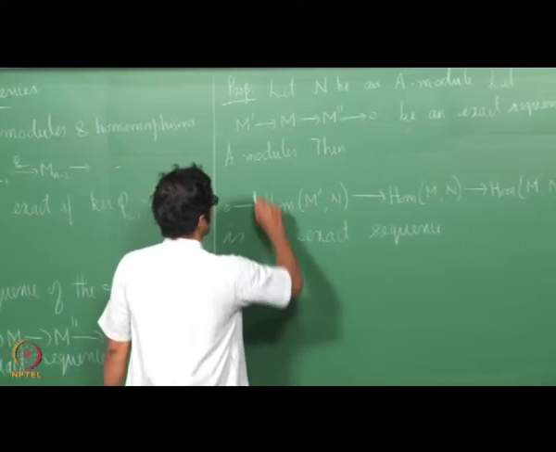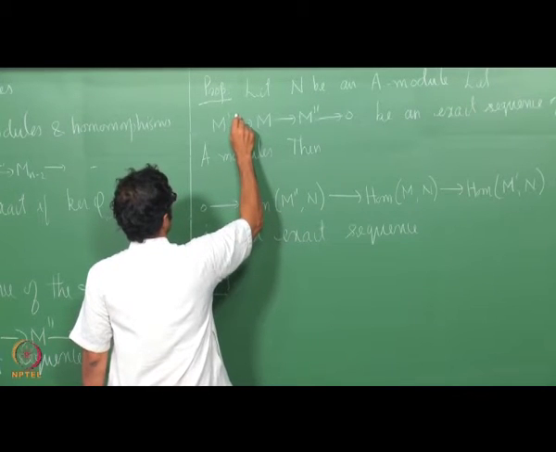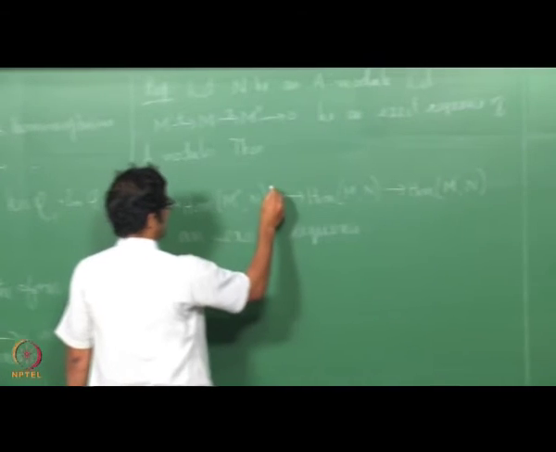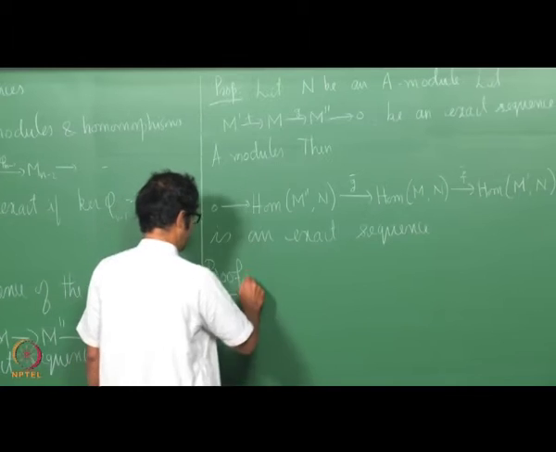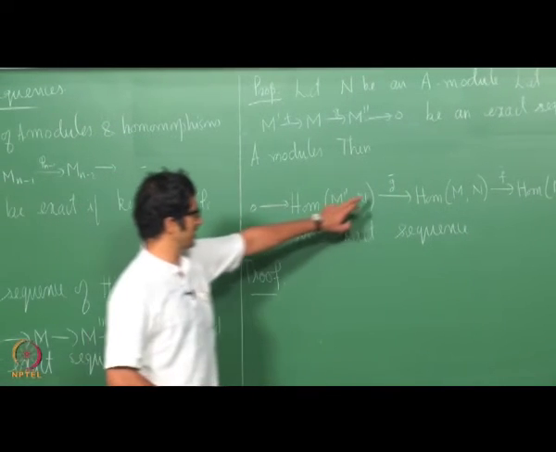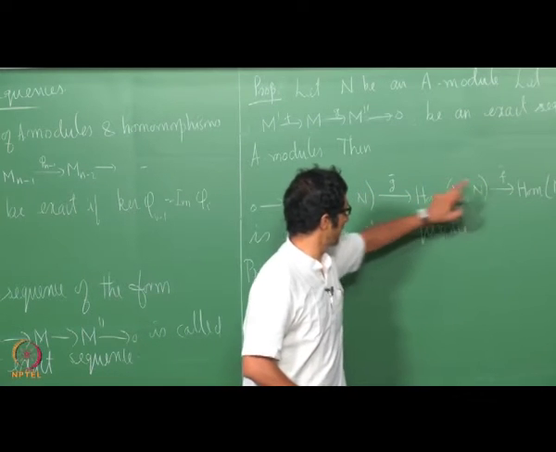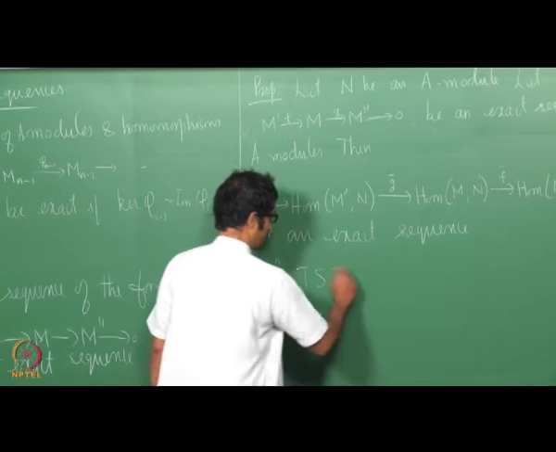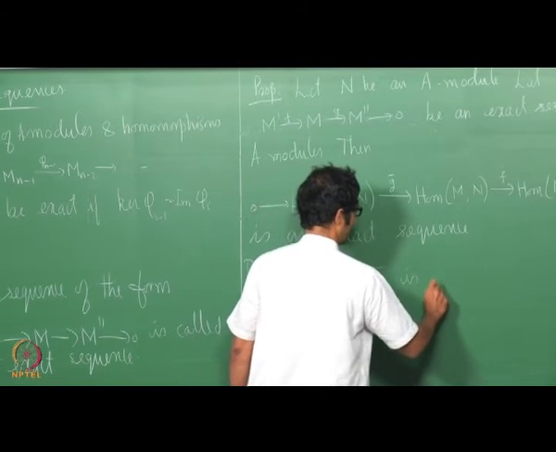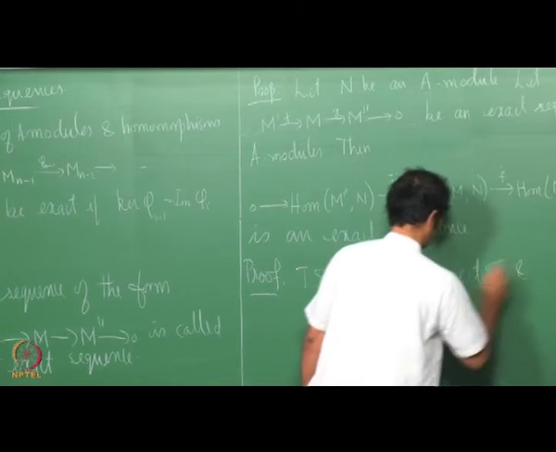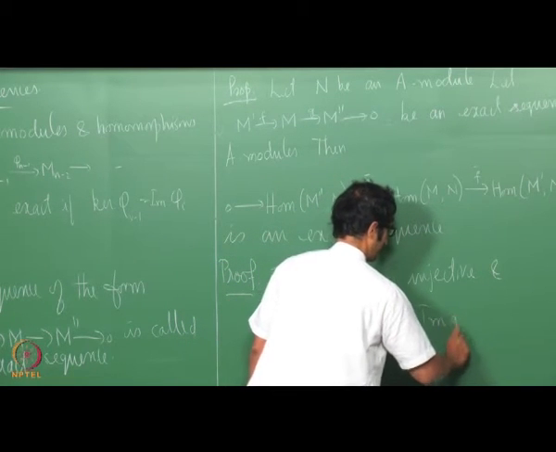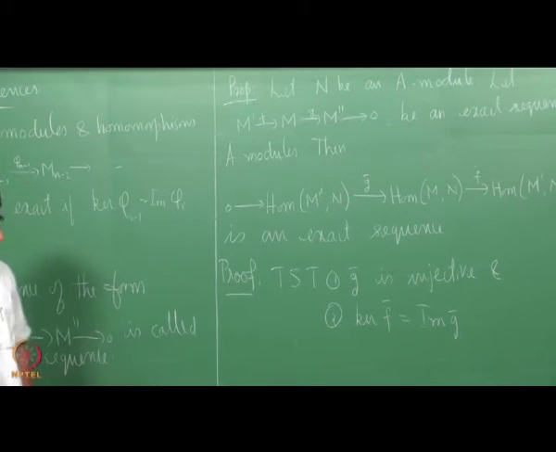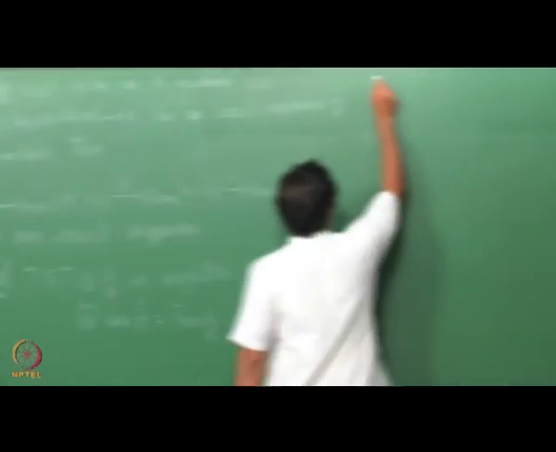So, see here, let us call these maps f and g. Therefore, this will be g bar, this is f bar. We want to show that g bar is injective and kernel of f bar is the same as image of g bar. Okay. So, how do we do that? Let us try to prove the first one.